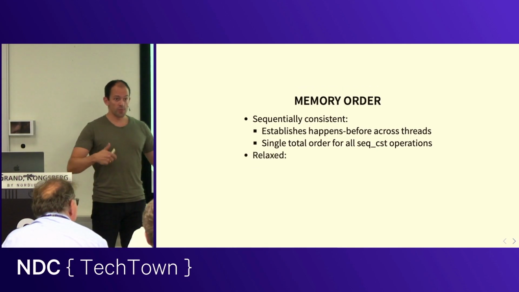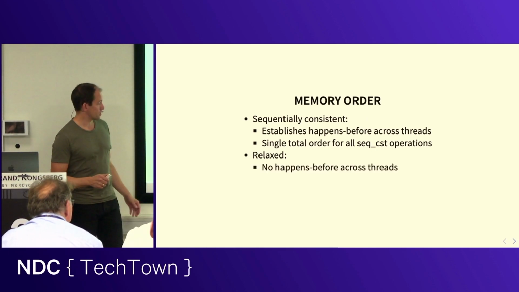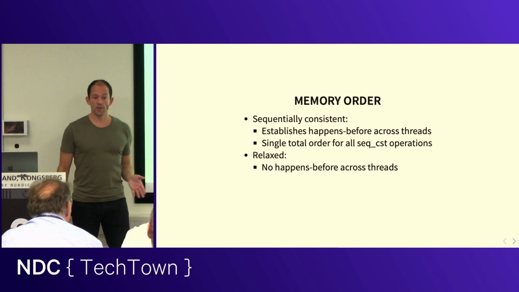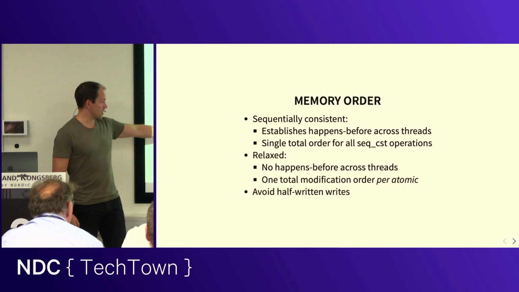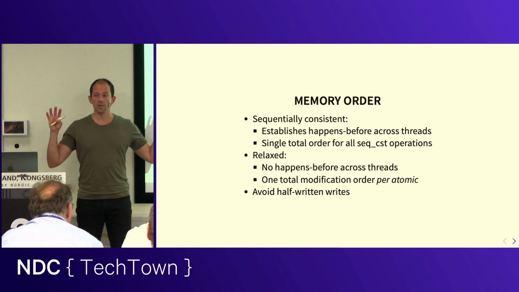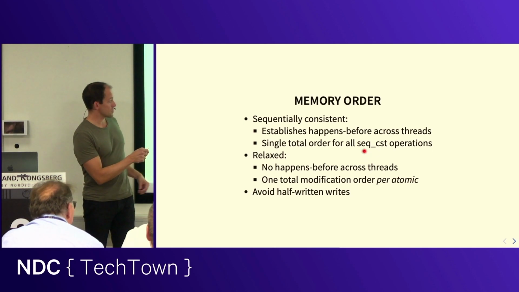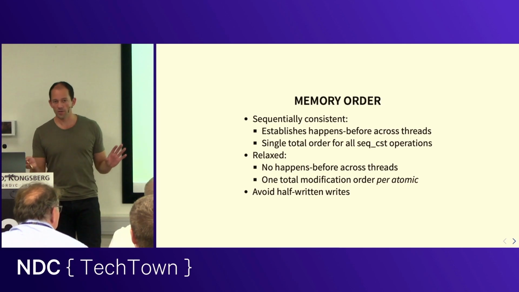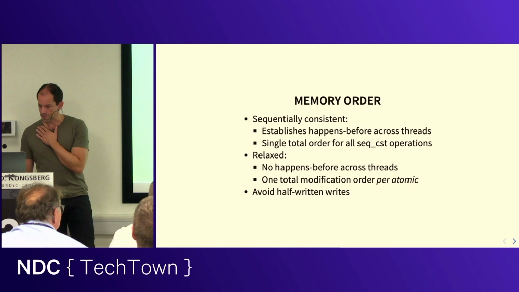On the other end of the spectrum for memory orders is the relaxed memory order, and that says there is no happens before relationship. So if I change to relaxed memory order, the arrow is now red again. You can still get the one total order for every atomic, and no half-written writes apply to both of them, but sequentially consistent imposes a total order to everything going on with memory in your entire program, at least for all the operations that use sequentially consistent. Relaxed basically just means avoid half-written values and that stuff, but you don't have the happens before thing. So that would not work in our example.